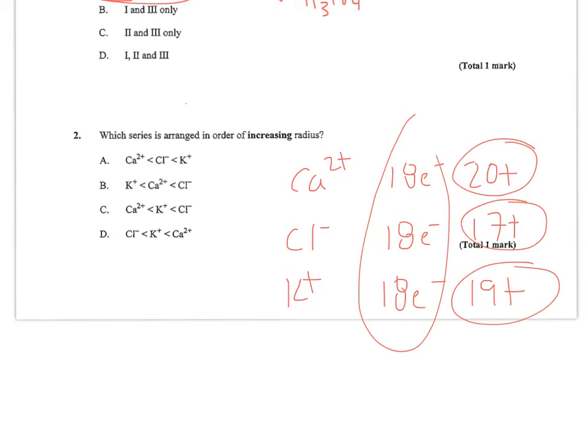So increasing radius, this would be my biggest one here. This would be my smallest here, so it's going to be Ca2+, and then K+, and then Cl-, or letter C. 20, 19, 17.